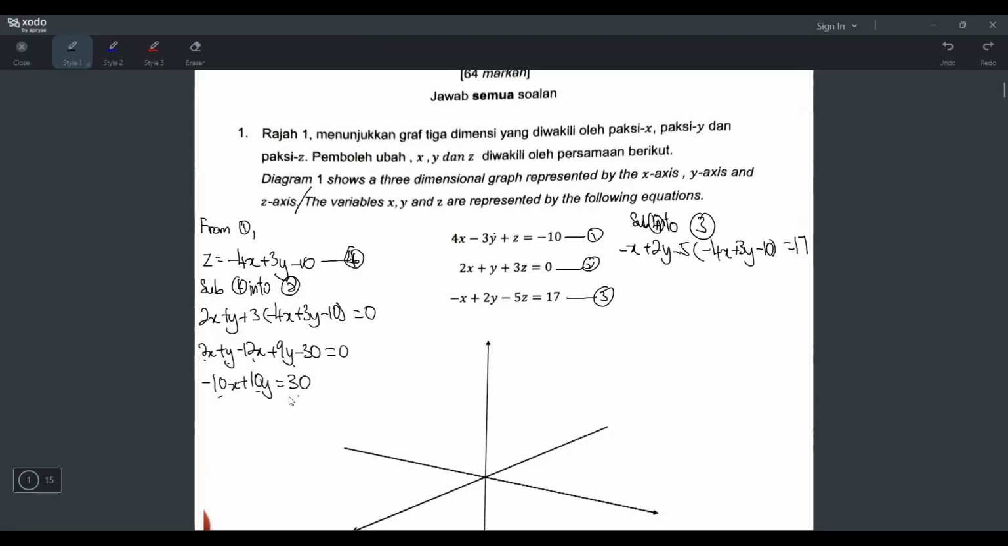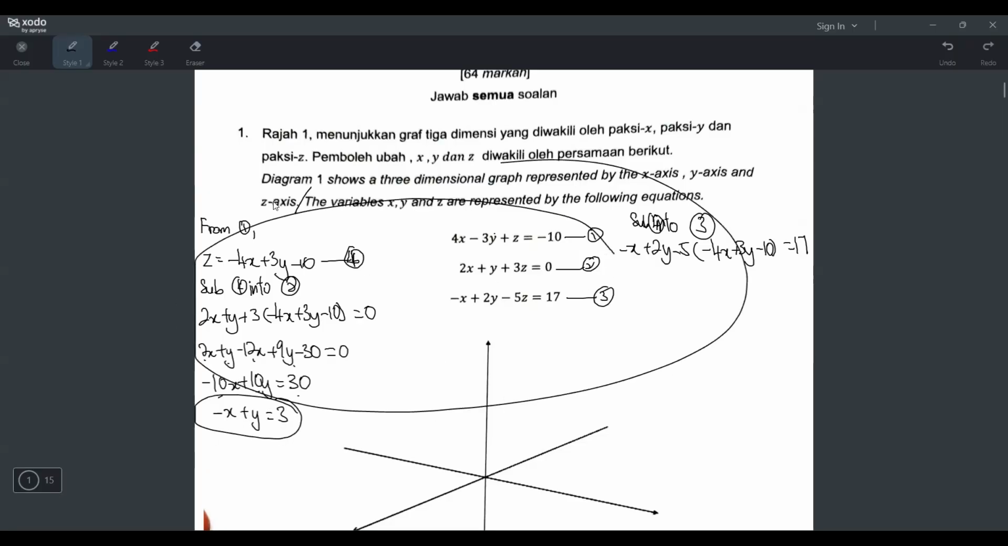This one can be made smaller. All these numbers can be divided by 10. So divide by 10: negative x, plus y, equals 3. So now you have your equation. But this is a very special equation because it only has two unknowns. This is the only equation in the whole question that has two unknowns.